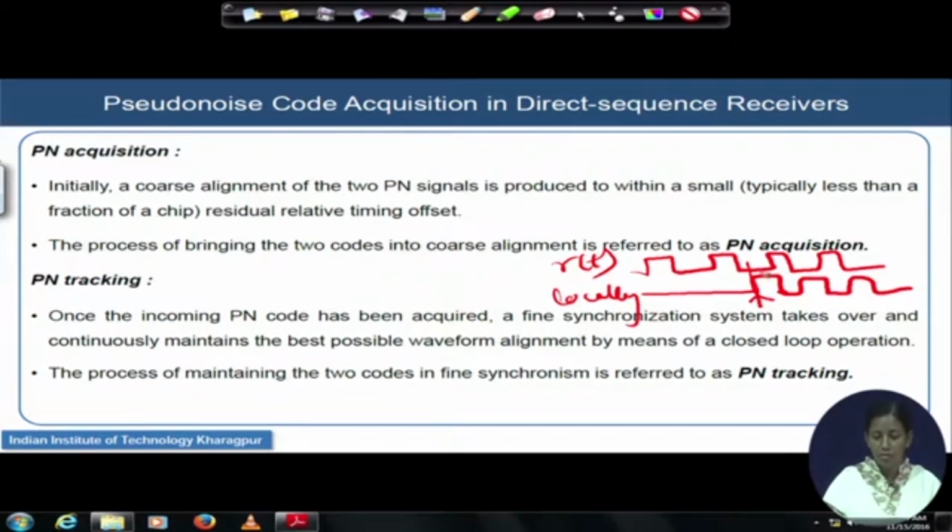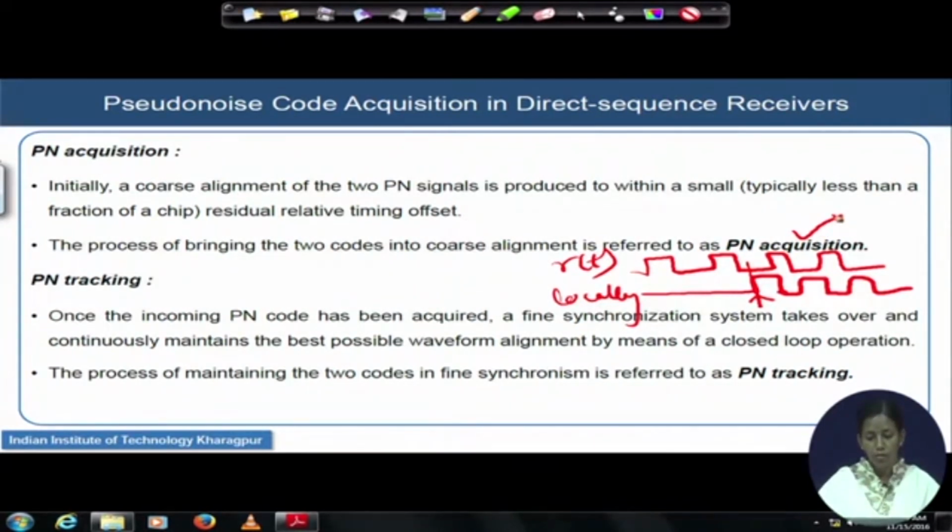So, coarse estimation is when we try to align both the codes within a multiple of the chip duration and within a fraction of the chip duration also. It should be n times T c plus some part within T c, at least a half of the T c period. Then we call it coarse estimation and coarse synchronization, and also PN acquisition. It is a coarse alignment we have done.